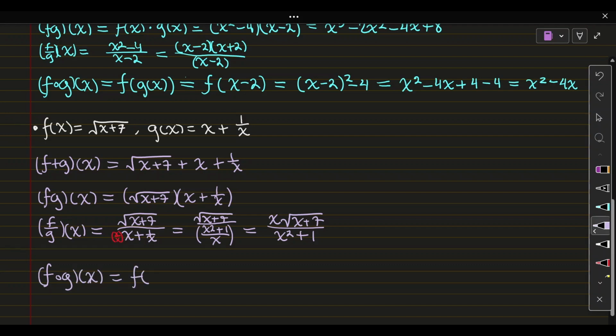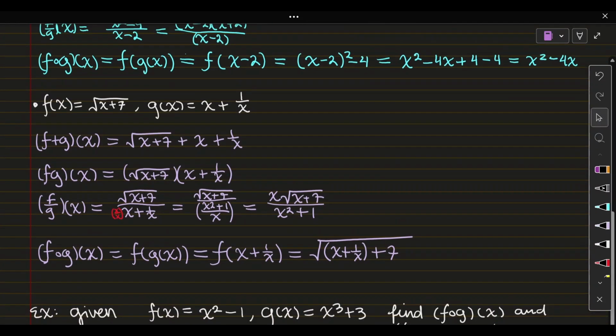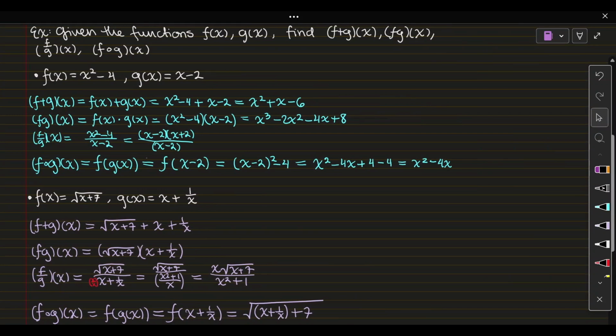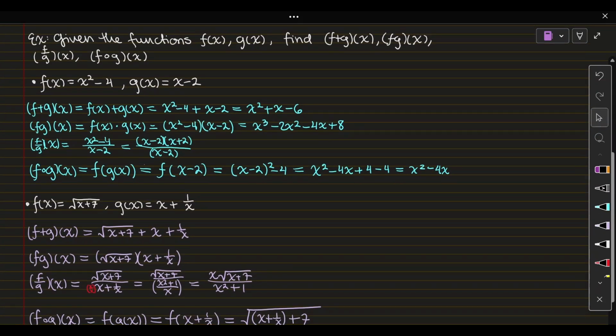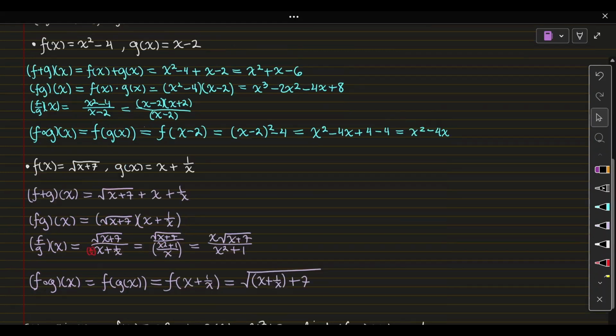That's just f of g of x. So that's f of, we'll plug in g of x, x plus 1 over x. So anytime we see an x in f of x, we replace it with x plus 1 over x. So that is the square root of x plus 1 over x, plus 7. Okay, all done. Great. So this is the idea: we're just plugging things in. Rather than plugging in numbers, we're plugging in more complicated expressions like variables and functions. So function composition gives us a nice way to combine functions to get other functions, okay?